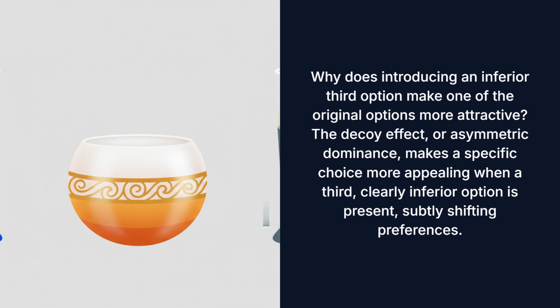For example, if you have a small popcorn for $3 and a large for $7, sales might be split. Introduce a medium popcorn for $6.50, the decoy, which is clearly worse value than the large, and suddenly the large popcorn seems like a much better deal, boosting its sales. This bias manipulates perceived value.